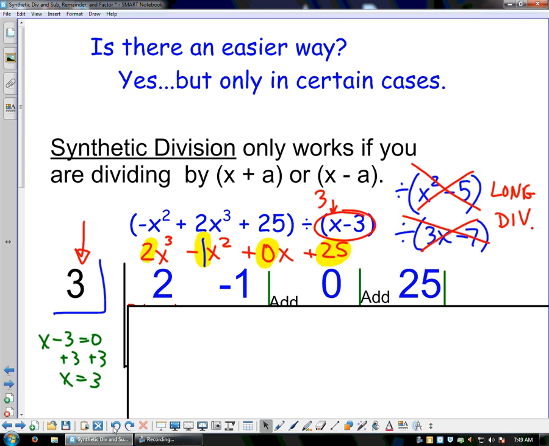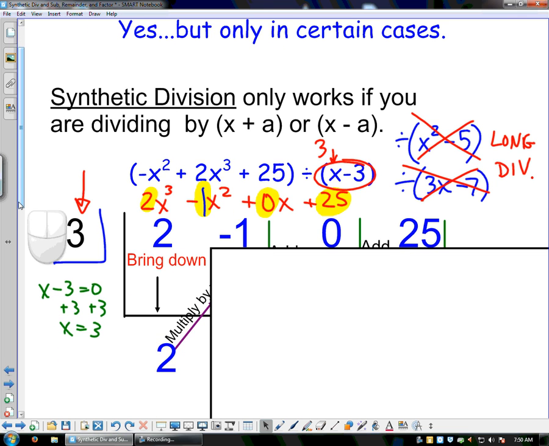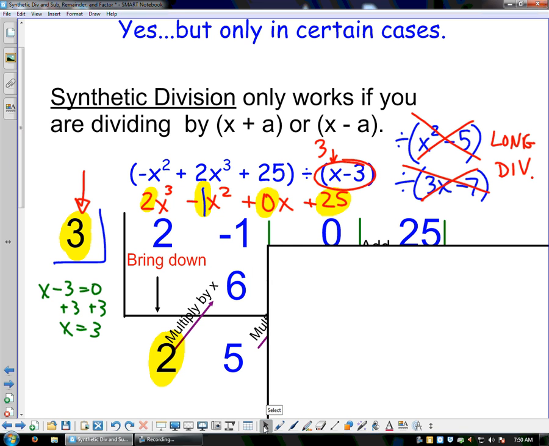So what's my process here? First, I'm going to bring that first leading coefficient straight down. So I'll bring down my 2. Next step, I'm going to multiply by whatever number I put outside in that box. In this case, I'm going to multiply by 3. So the 3 gets multiplied by the number below the line. We get 3 times 2, which gives us 6. So we put the 6 right here. Now, once I have that, I'm going to add straight down.